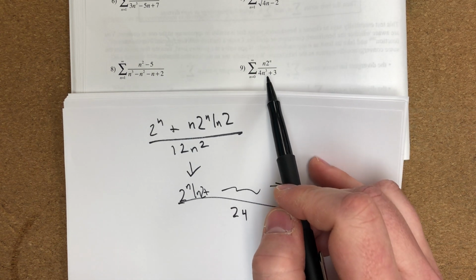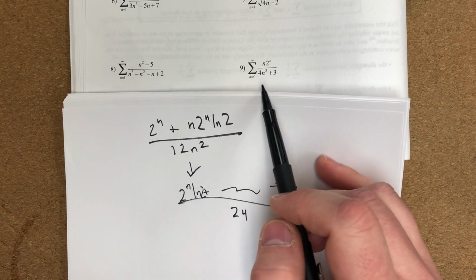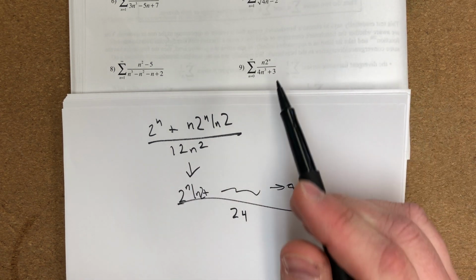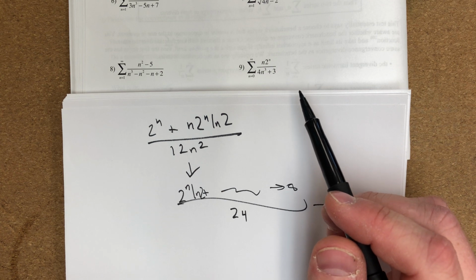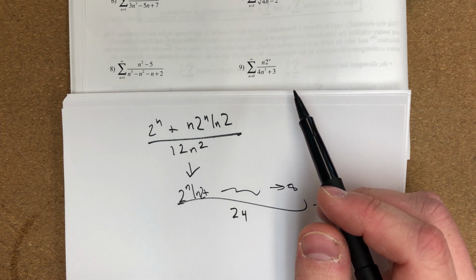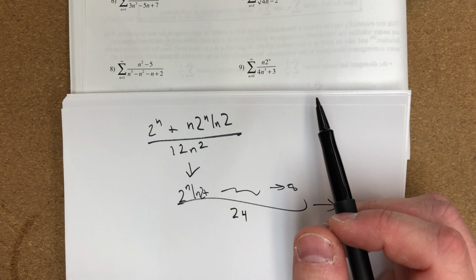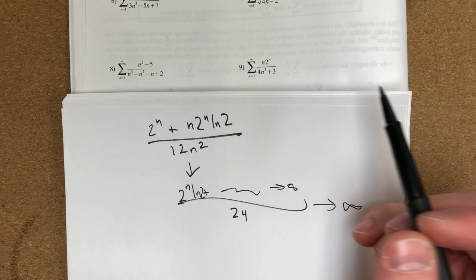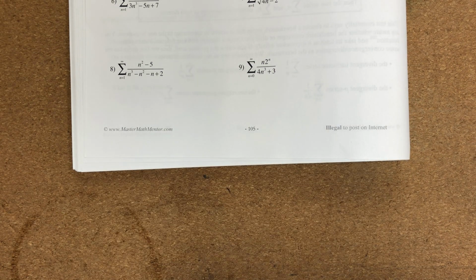The nth term of this goes to infinity. Nth term test fails. I don't need to do limit comparison. I'm done. This is divergent. The nth term test tells me this is divergent. I shouldn't use other tests if the nth term test tells me it's divergent. I'm done. Okay, so that's that.